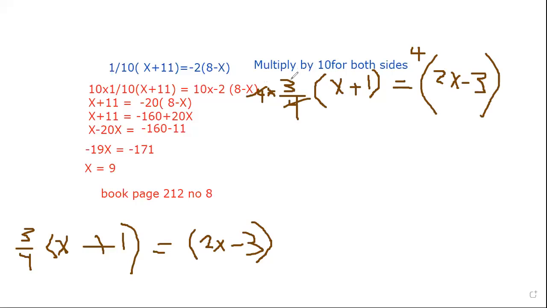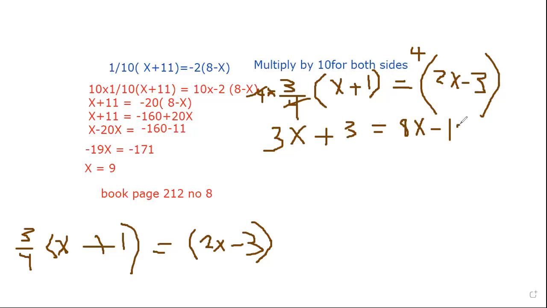And we have how many? We have 3. And we will multiply 3 times x now. It will be 3x. And then 3 multiplied by 1, it will be equal 3. The opposite side, 4 times 2x, it will be how many? 8x. Minus 4 times 3 equal how many?